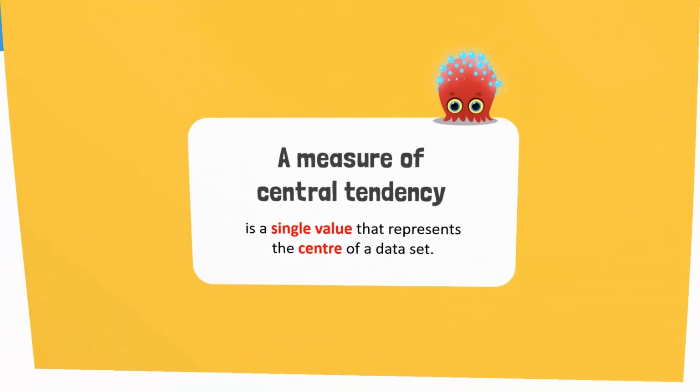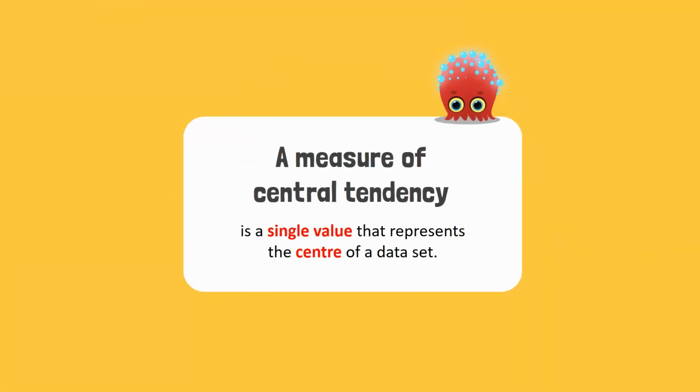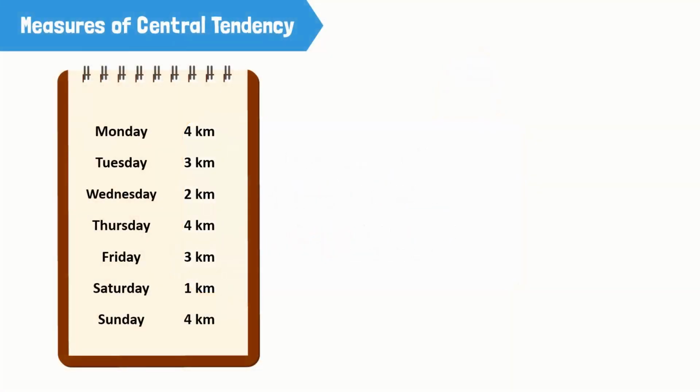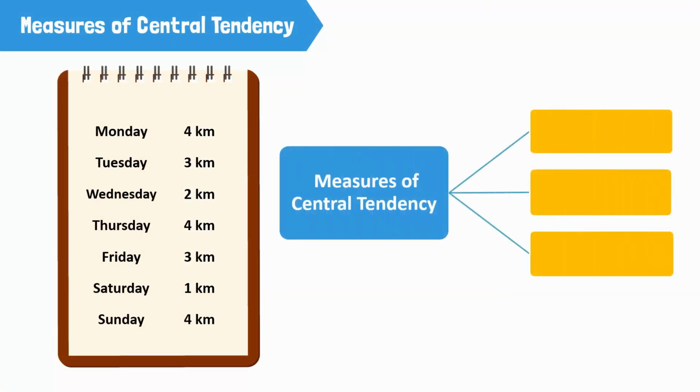A measure of central tendency is a single value that represents the center of a data set. In other words, it is a single number that can be used to describe an entire data set. Let's take a look at Dadajan's data again. There are 3 types of central values or averages he can calculate for this data: the mean, the median, and the mode. The first measure of central tendency is the mean.